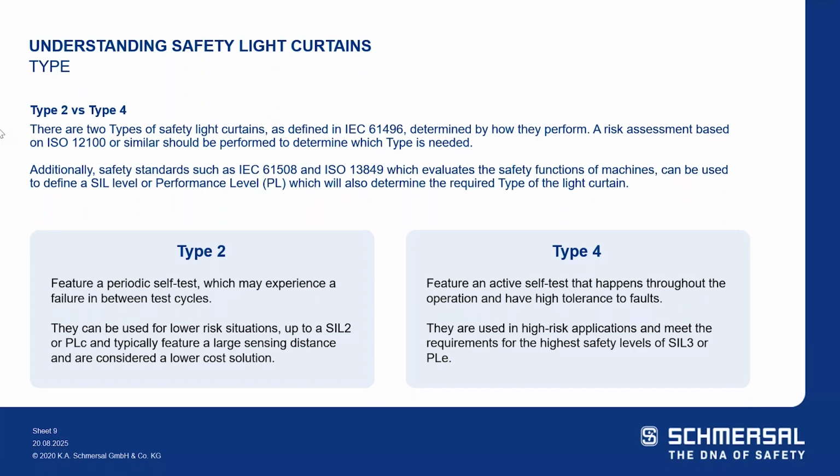Type 2 will feature a periodic self-test, which might experience a failure in between the test cycles. They would be used for lower risk situations up to a SIL 2 or performance level C, and typically feature a large sensing distance and are considered a lower cost solution. Type 4 will feature an active self-testing, so the self-checking, self-monitoring that happens throughout the entirety of operation, and will have a higher tolerance to faults. They're used in high-risk applications and will meet the requirements for the highest safety levels of SIL 3, performance level E.